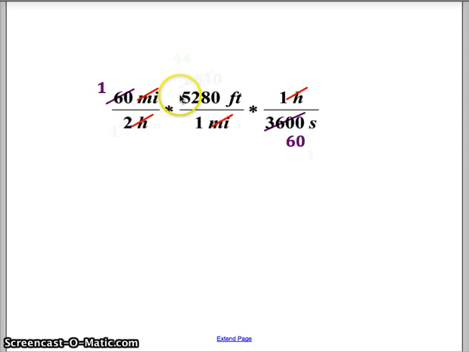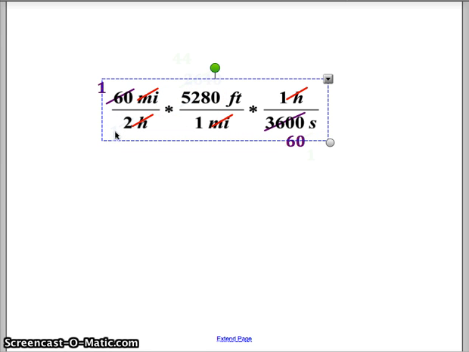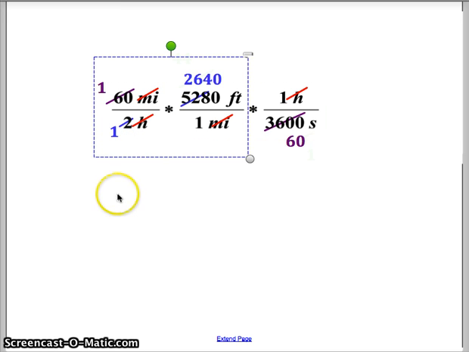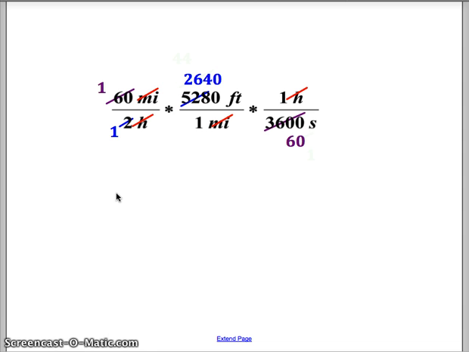So next, if I look at the 2 and the 5,280, I can see that those are both even. So let's go ahead and simplify that out. What can I get here? I can get, let's see, there we go. 2 goes into 2 once and into 5,280, 2,640 times. So that's good. I still have some pretty big numbers here.